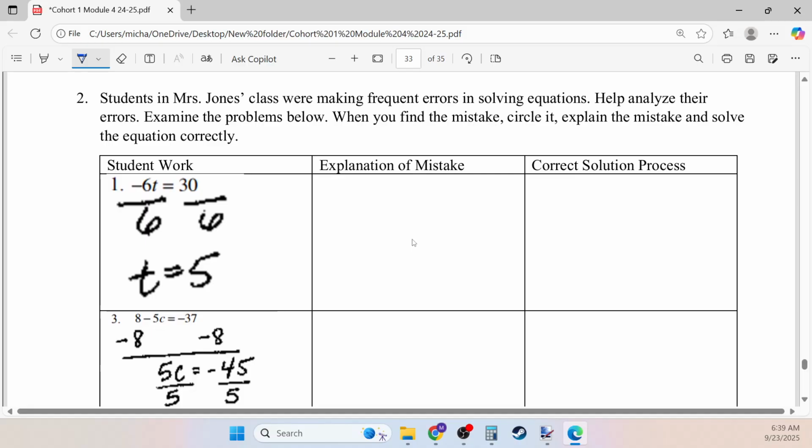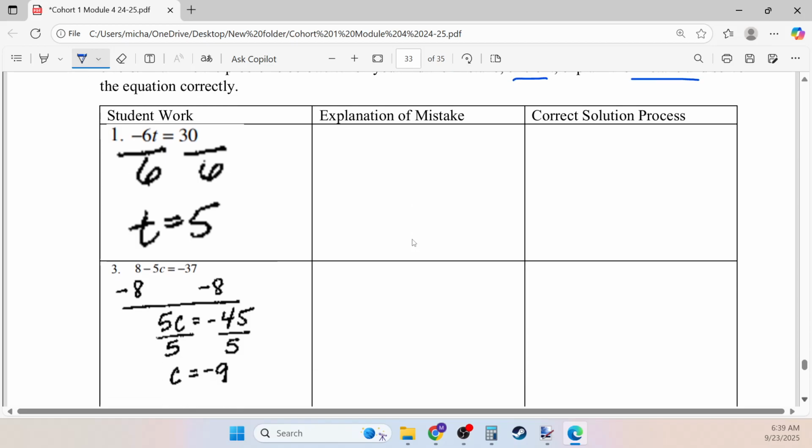Students in Miss Jones' class were making frequent errors in solving equations. Help analyze their errors. Examine the problems below. When you find the mistake, circle it, explain the mistake, and solve the equation correctly. So here we have this. They divided by 6 and got t equals 5, but they forgot that it was negative. Divided by negative 6 on both sides, 30 divided by negative 6 is negative 5.